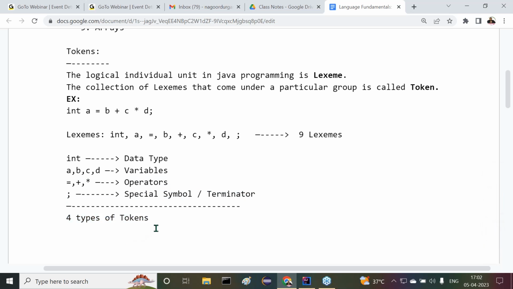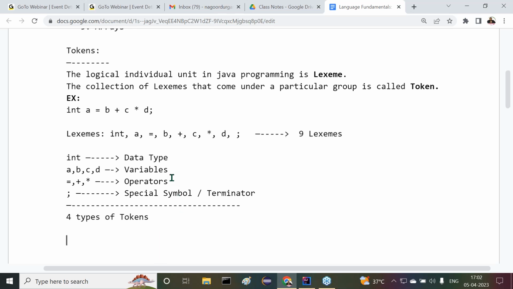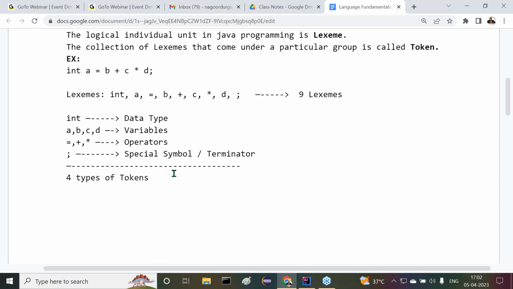Overall, how many types of tokens are available here? Four types of tokens exist. Yes, sir. Did you forget my point or not? So this is exactly the meaning of the tokens you are having, clearly the types of tokens you are having. All right, sir, that's okay, fine now.